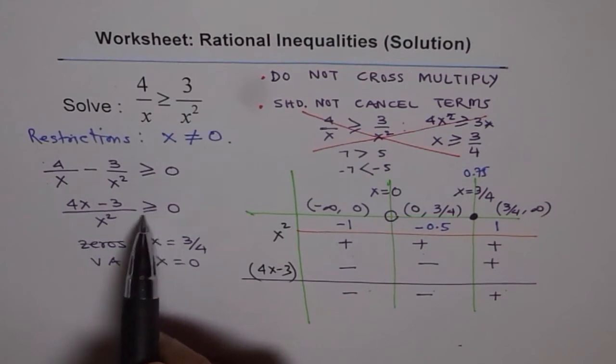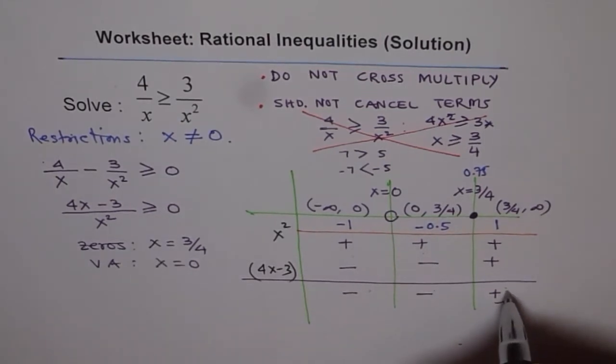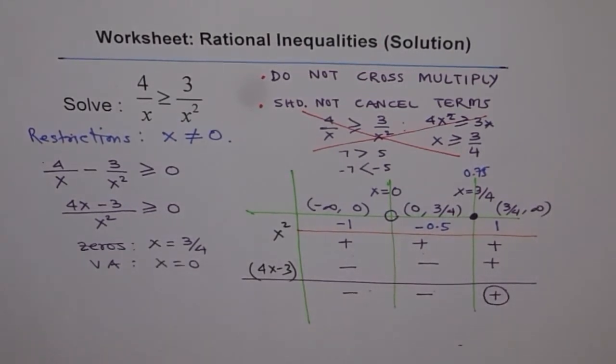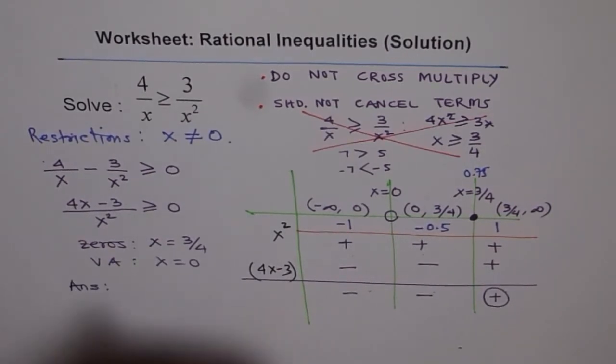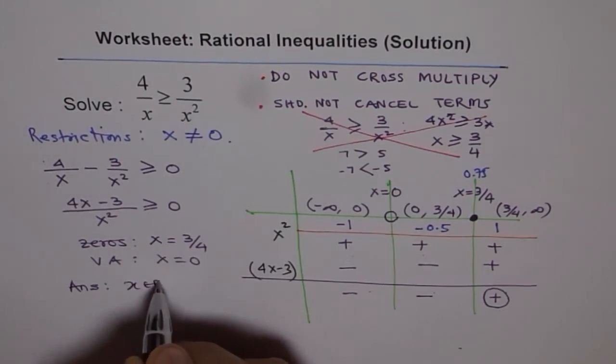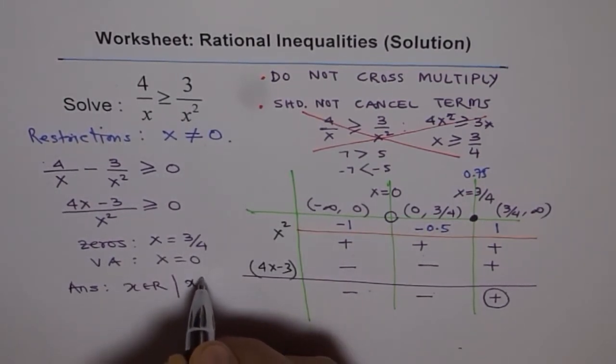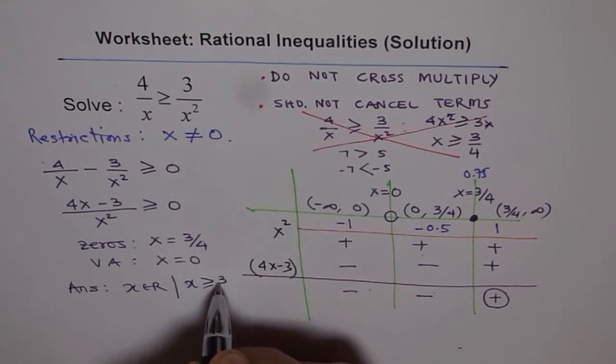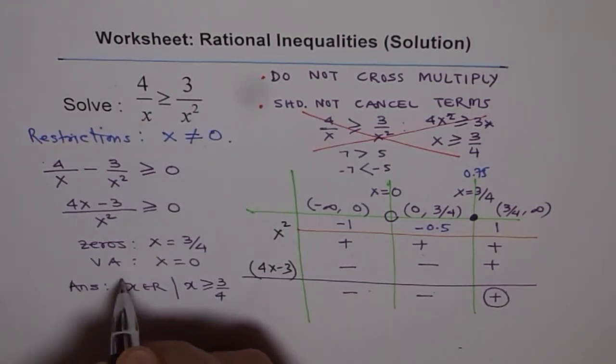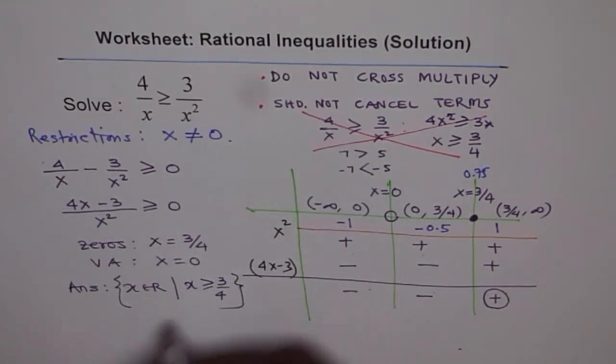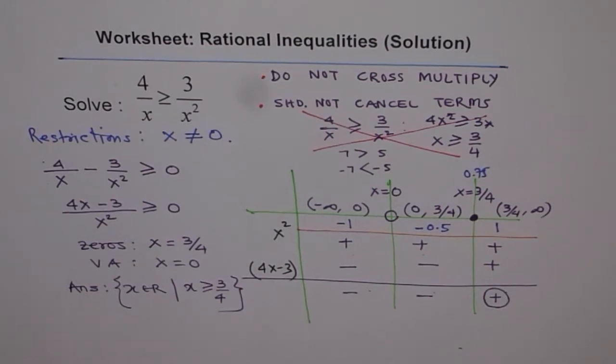We are looking for something greater than or equal to 0, so our answer is this, which is greater than or equal to 0, right? Now, the answer is x belongs to real numbers where x is greater than or equal to 3 by 4, right? That is our answer. Correct. And that's how we solve these equations. Correct?